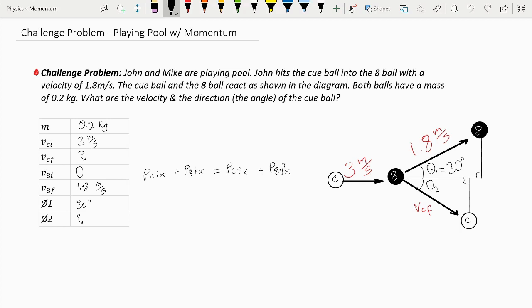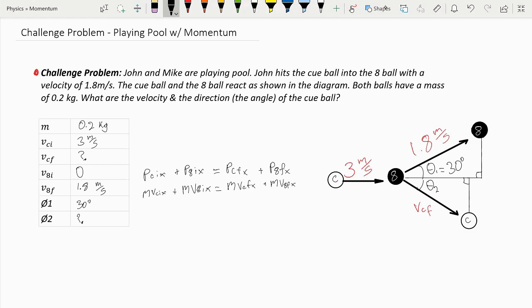So this is for the x direction, and if we write this out, because momentum is equal to mv: m times v of the cue ball initially in the x direction, plus mv for the 8 ball initially in the x direction, is equal to mv of the cue ball finally in the x direction plus mv of the 8 ball finally in the x direction.